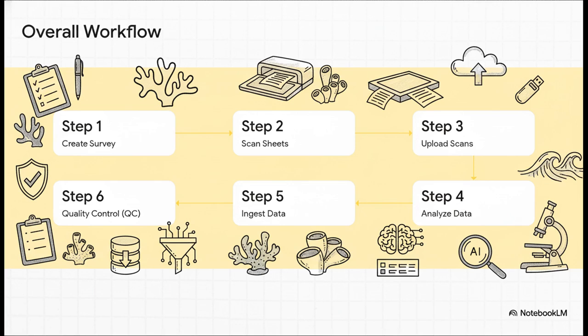Okay, so when you look at the whole thing, it's really just 6 simple steps. You'll start by creating your survey and scanning your sheets, the way you always have. But then, we'll upload those scans, let the AI do its magic, and pull that data into the system. And of course, the last step, which is super important, is a little bit of quality control. Don't worry, we'll go through every single step together.